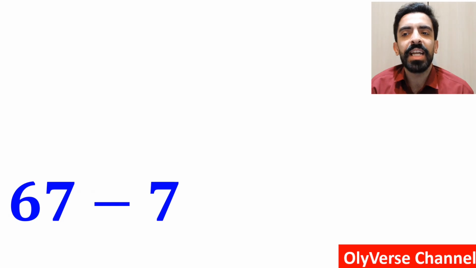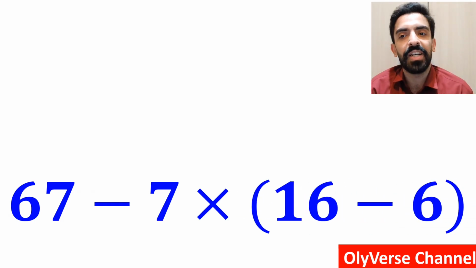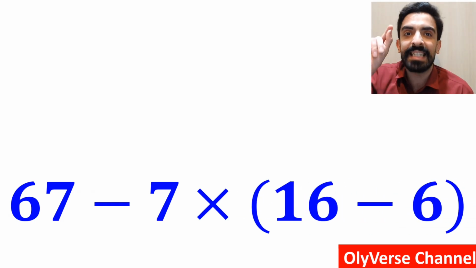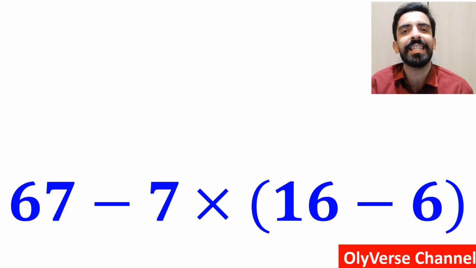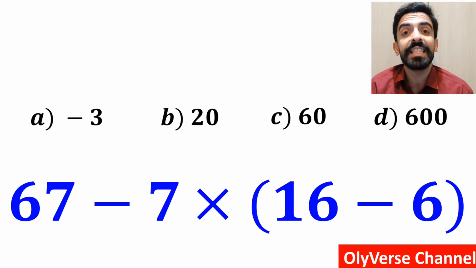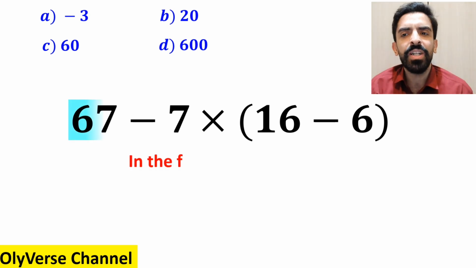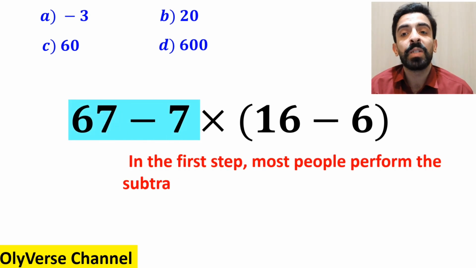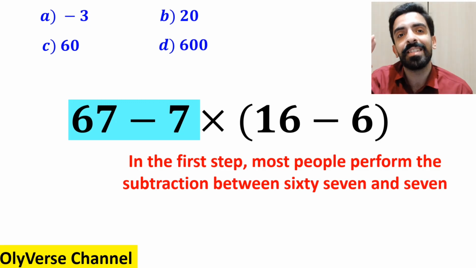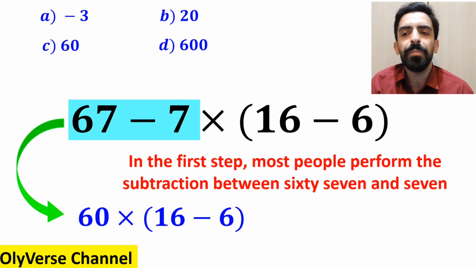What is the value of the expression 67 minus 7 times (16 minus 6)? Which option do you think is the correct answer to this question? Let's take a closer look and solve it together. And the first step, most people perform the subtraction between 67 and 7, which I have highlighted in blue. So, this expression simplifies to 60 multiplied by 16 minus 6 inside the parentheses.